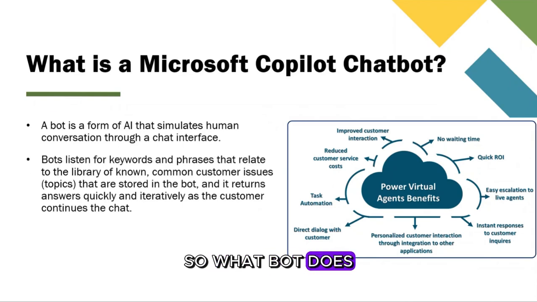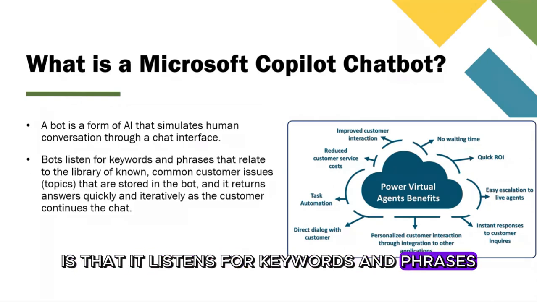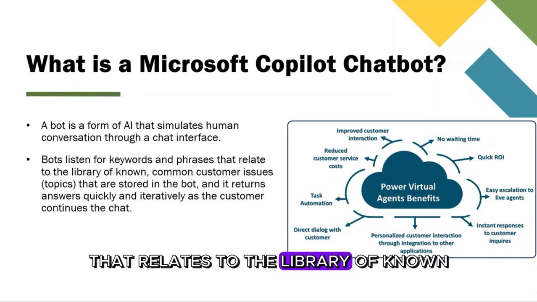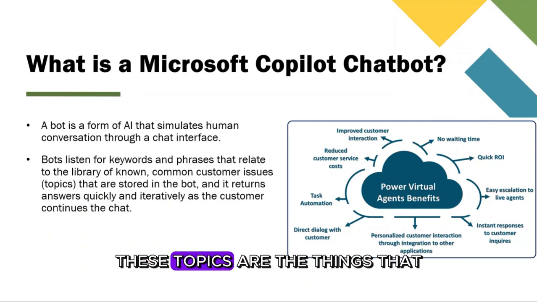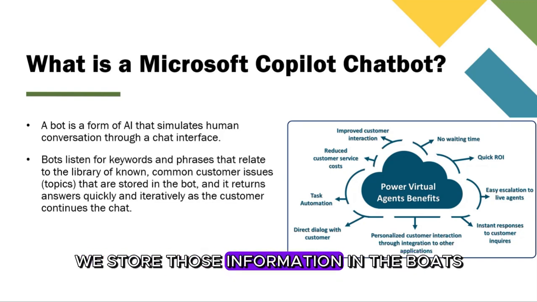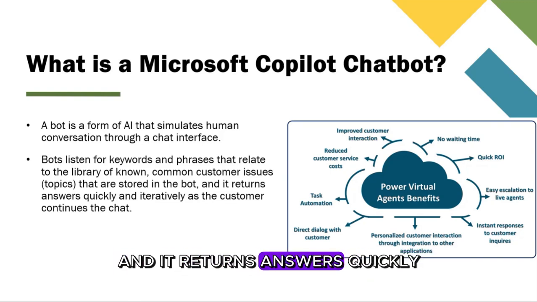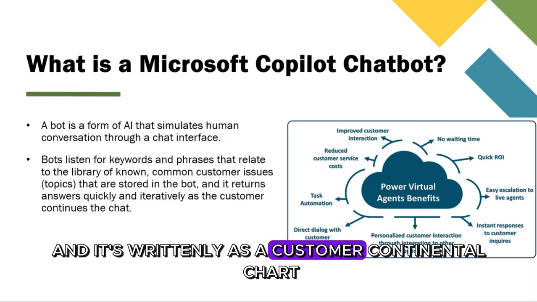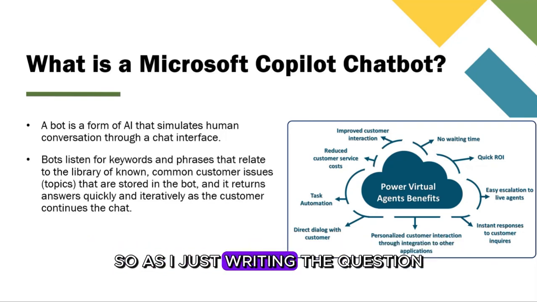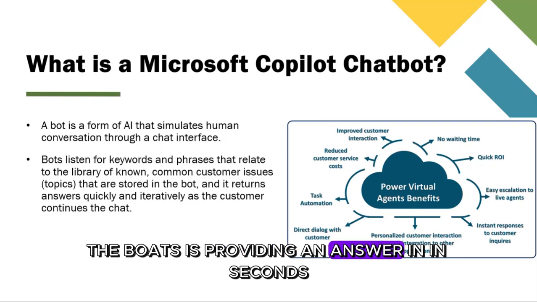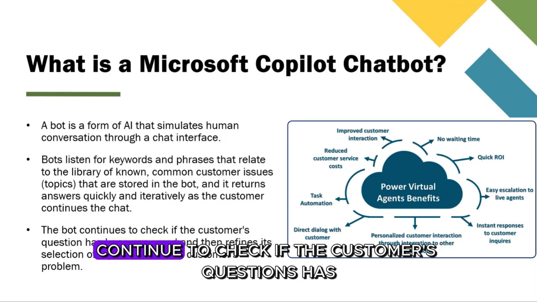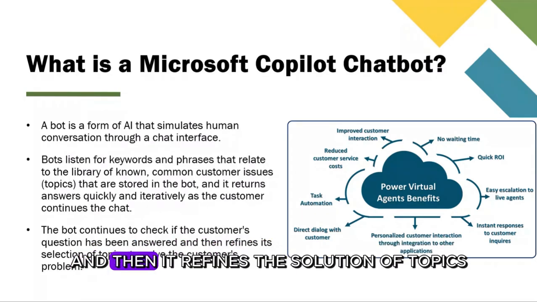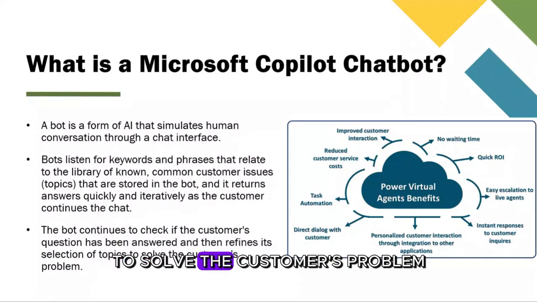What a bot does is that it listens for keywords and phrases that relate to a library of known or common customer issues. We call them topics. These topics are where we store the information in the bot, and it returns answers quickly and iteratively as a customer continues to chat. As you're writing the question, the bot is providing an answer in seconds. The bot continues to check if the customer's question has been answered, and then it refines the selection of topics to solve the customer's problem.